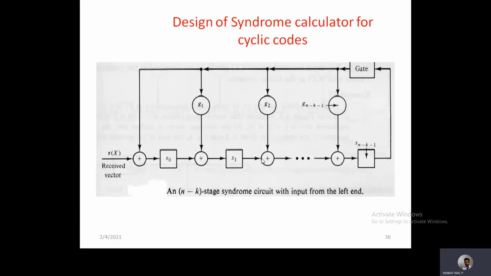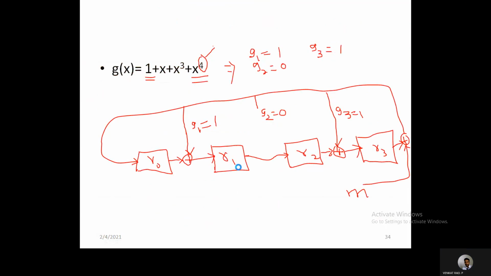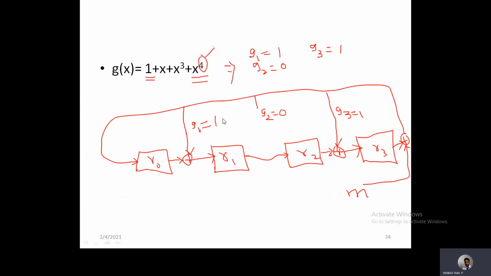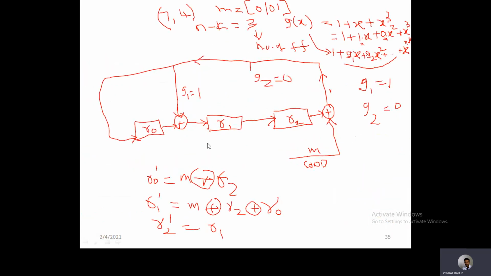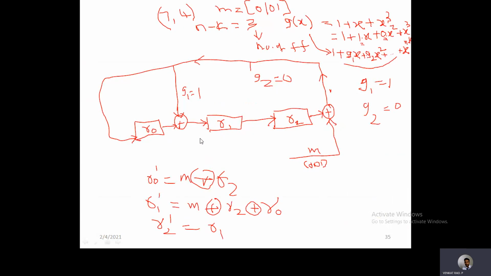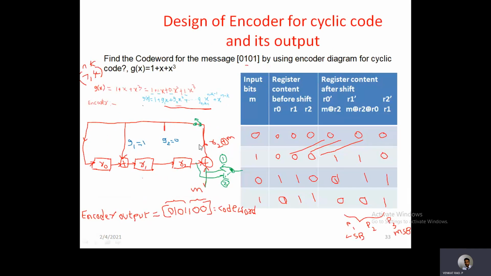So let us define what a syndrome is. A syndrome value is nothing but a vector having some bit sequence. Based on that vector, we will be able to decode the cyclic codes. Let us see how it is possible. Before that, you should be able to design the syndrome calculator circuit similar to the encoder circuit here.